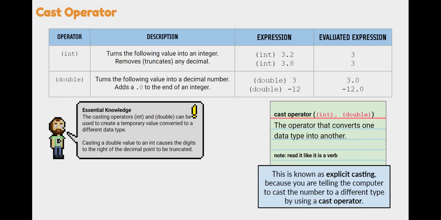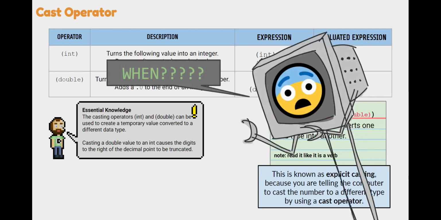This aligns with our essential knowledge. The casting operators int and double can be used to create a temporary value converted to a different data type. It's a temporary value because we need to then store that into a variable or pass it as an argument into a method, or it just goes away. Casting a double value to an int causes the digits to the right of the decimal point to be truncated. This is known as explicit casting because we are explicitly telling the computer to cast that number to a different type by using that cast operator.